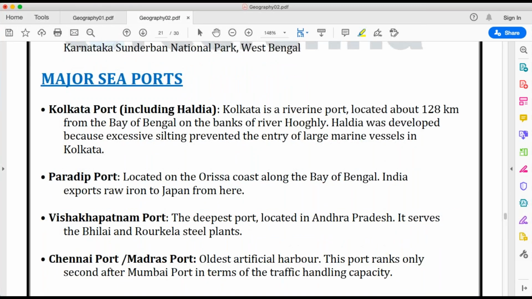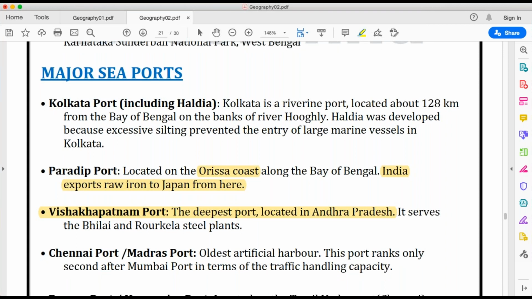Seaports, important. Remember the seaport names, where they are located and where they connect with. So if I say Paradip port, you should be able to tell me it's in Orissa. And you should also be able to tell me that India exports raw iron to Japan from here. Seaports are important. You should know the location and what they are used for.